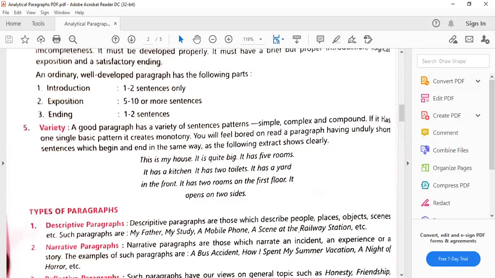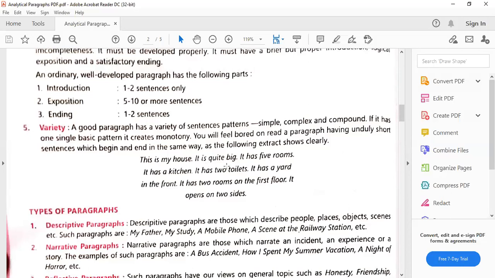You will feel bored on reading a paragraph having unduly short sentences which begin and end in the same way as the following extract shows clearly. क्या बहुत छोटे छोटे sentences, simple sentences सारे use करते हो तो भी आपको boring लगेगा. अगर सारे ही confusing complex sentence use कर देते हो, even then it will be boring and confusing paragraph. So all type of sentences should be mixed. Variety of sentences should be there. You can see this example they have given.